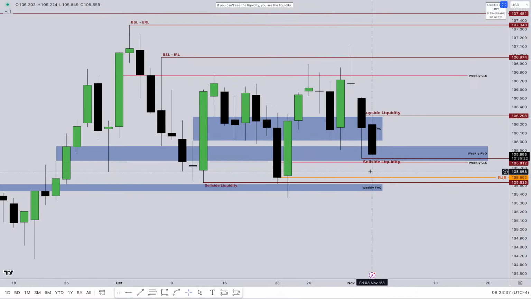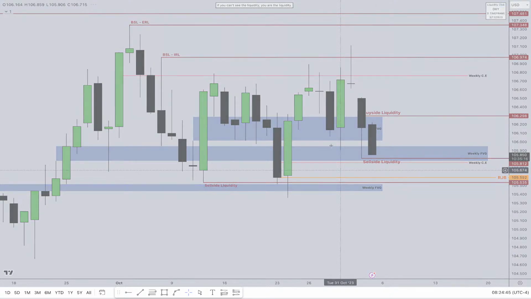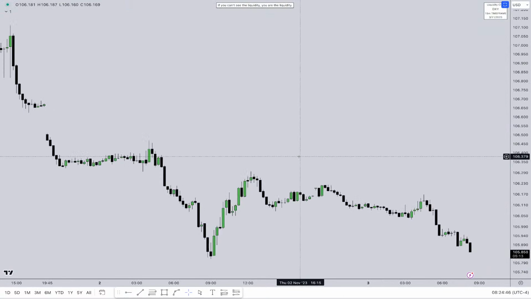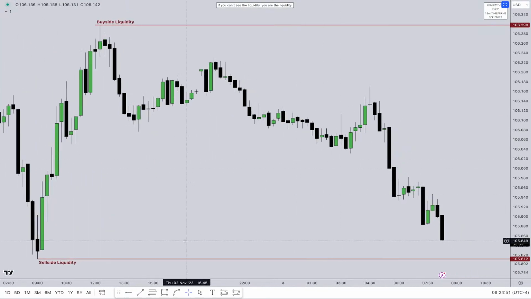So how far can price go below this low? We have the rejection block right there. Going back to the 15 minutes time frame. We have a buy side liquidity here, and we have fair value gap right there.